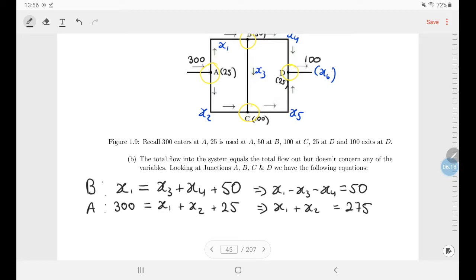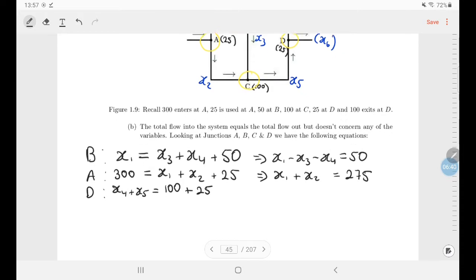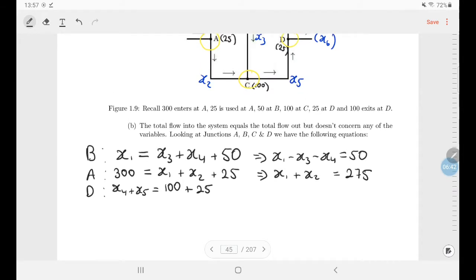Okay. And then D, what goes in, I would say x4 plus x5. What goes out, I see 100 goes out, but also the 25 that is used there at D. So therefore, x4 plus x5 is equal to 125.